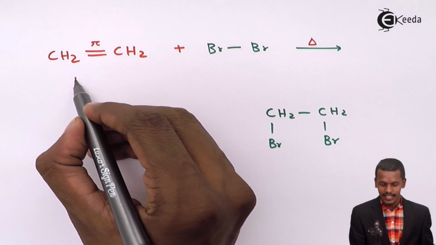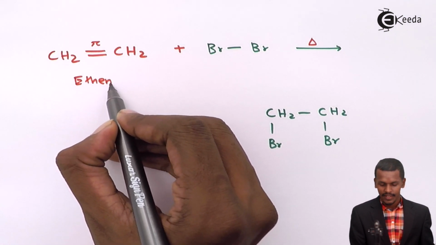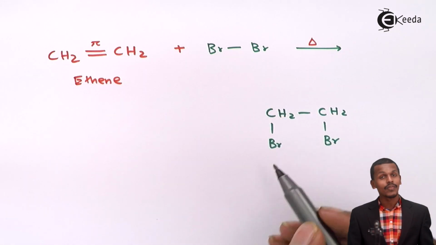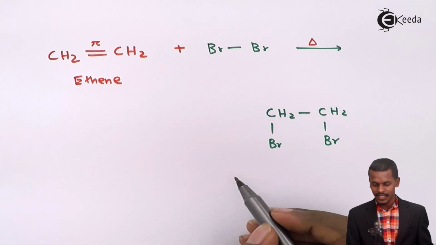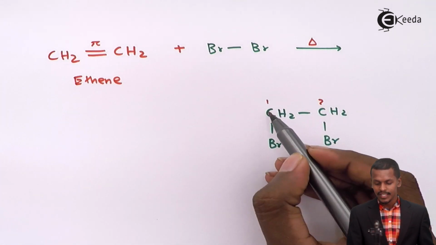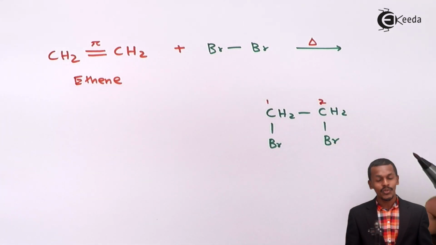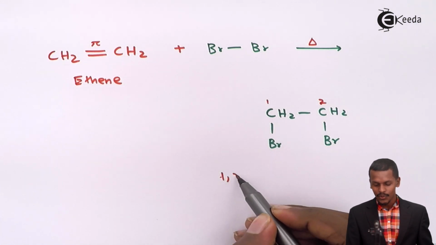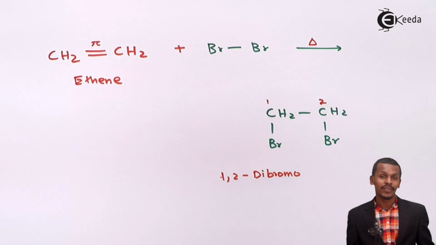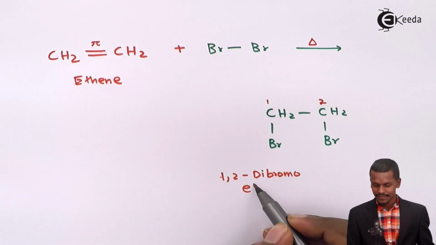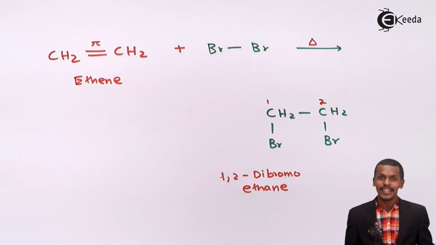The name of this is ethene, while this is the bromine molecule, and the product could be given an IUPAC name also, as we did in our earlier lecture. I would give this carbon number 1 and this carbon number 2, so the name is 1,2-dibromo, and the total number of carbons present here is 2, making it 1,2-dibromoethane. So this was an example where we discussed what an addition reaction is.